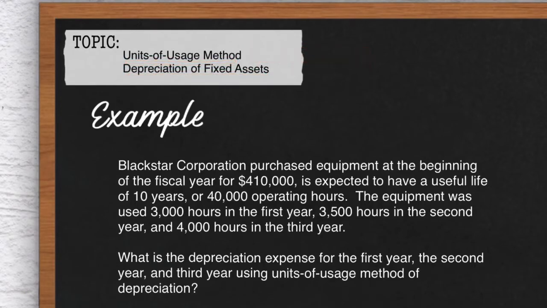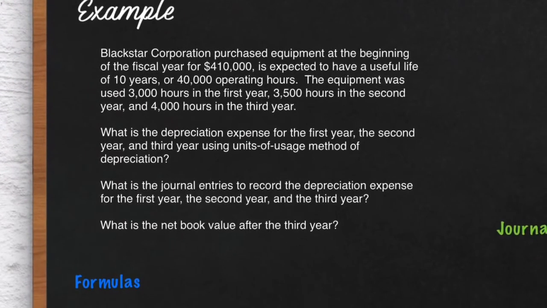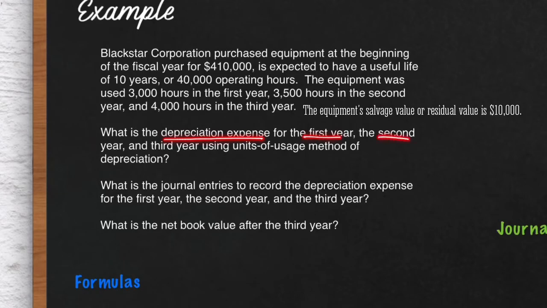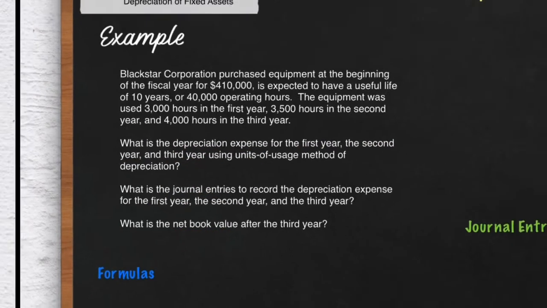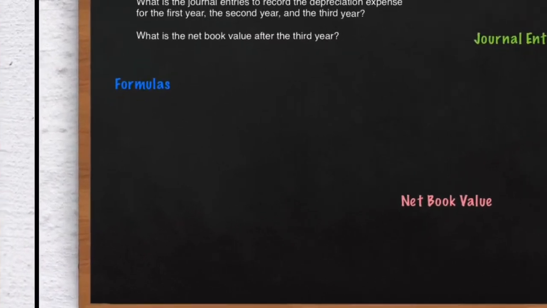We have an example here. It's Black Star Corporation. They purchased equipment for $410,000. I did leave out that it has a salvage value of $10,000, so note that, please. We're going to calculate the depreciation expense for the first, second year, and third year. We'll go over the journal entries, and we'll also go over the net book value. Feel free to screen capture this or take a picture as we go through this problem.